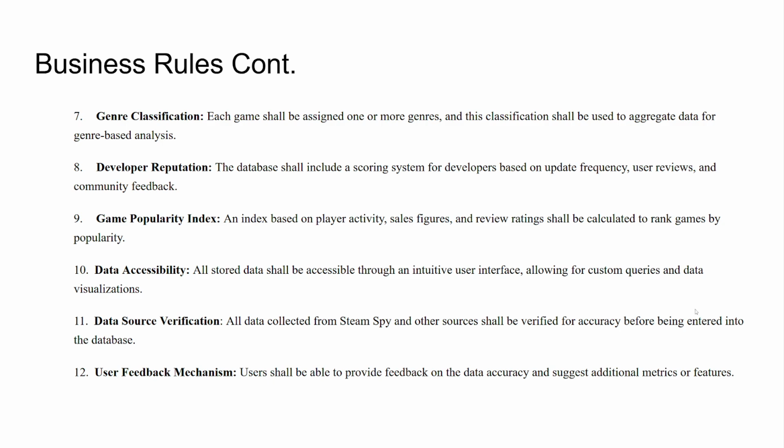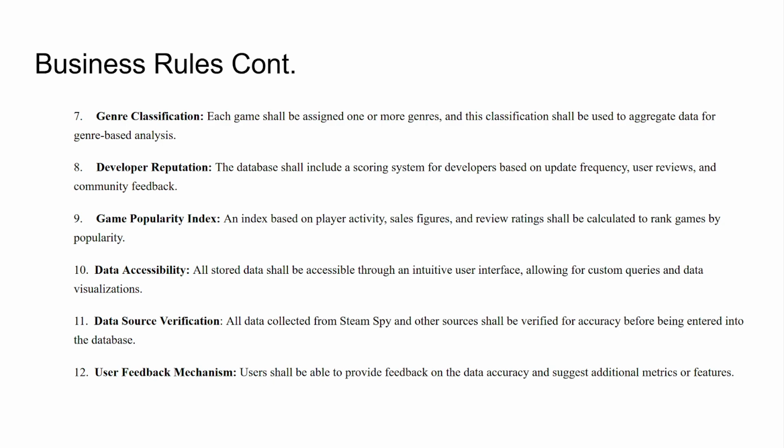Sorry, business rules continuation. Also, things such as genre classification, where each game was assigned one or more genres. Developer reputation. The database included a scoring system for developers based on update frequency, user reviews, and community feedback. Also had a game popularity index. It was just based on player activity, sales figures, and review ratings that were calculated to rank games by popularity.